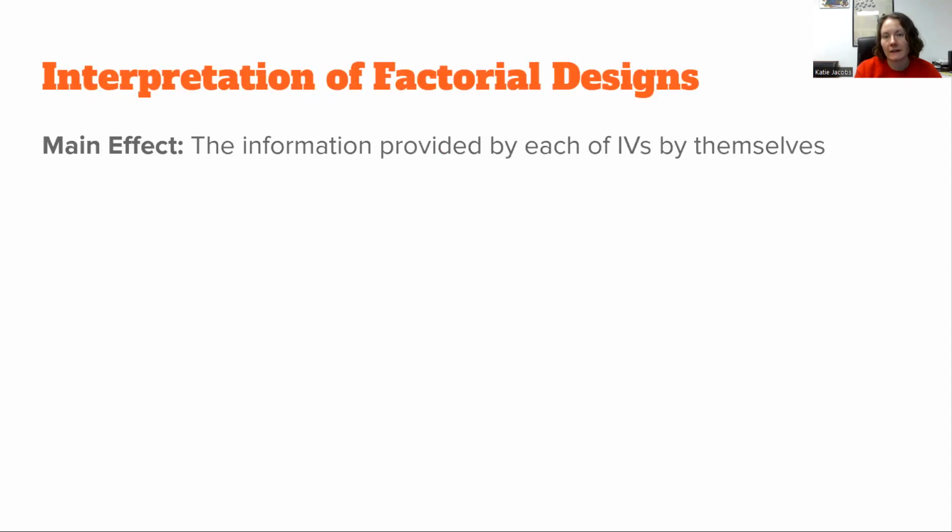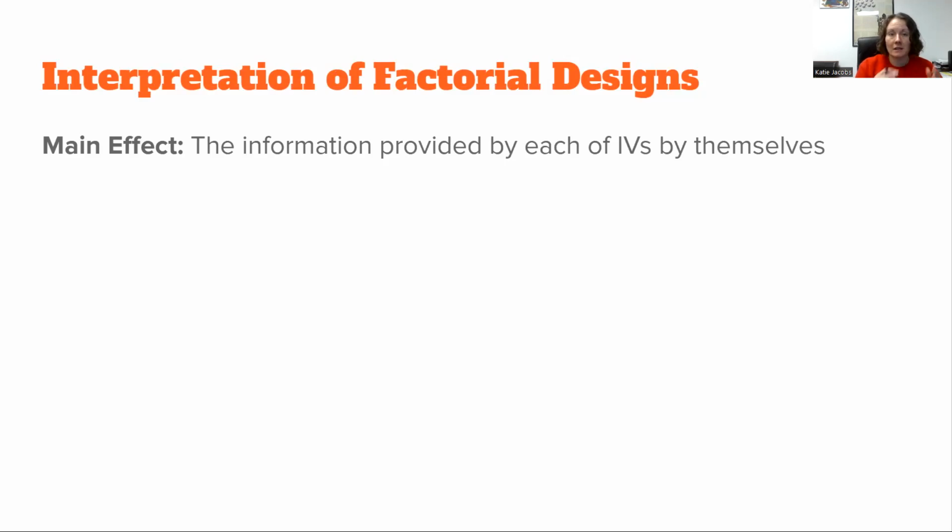Okay, so interpretation of factorial designs. When we're doing these factorial designs, we have things that we call main effects and interaction effects. And so when we're examining factorial designs, we're typically using an ANOVA to analyze the differences. So in the previous example, examining the sleep habits of people with one independent variable based on gender identity and one based on high school grade level, we would find a main effect for each of the individual independent variables on their own.